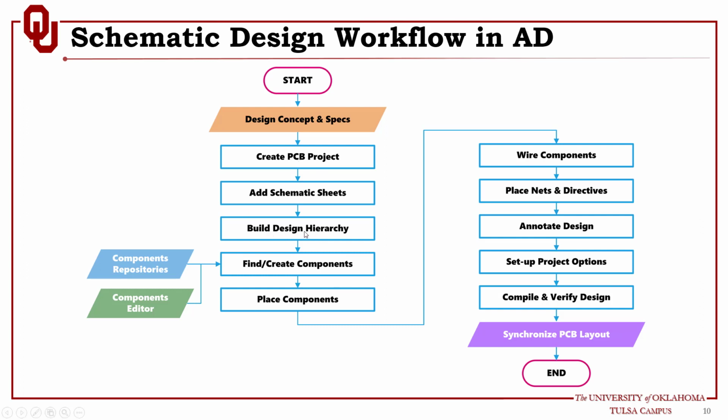You just open the template and use it as a new project. Then you need to build the hierarchy. Now you have a pre-built hierarchy in your template, and you need to populate these schematic sheets. If you need more schematic sheets, you can add them, and then you connect everything together on the cover page. Then you search for components. If you don't have a component, you create it, place the components, wire them, place nets and directives, and do the annotation for the components. Don't forget to number the schematic sheets, set up the project options, and compile and verify the design. And then you need to sync with the layout.